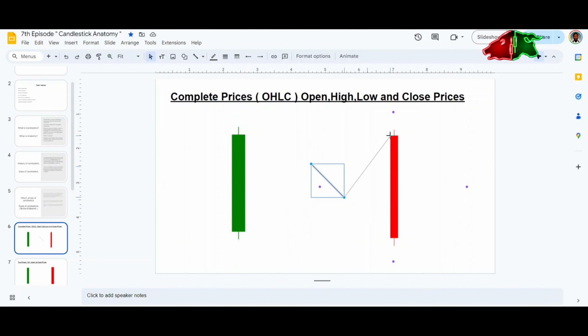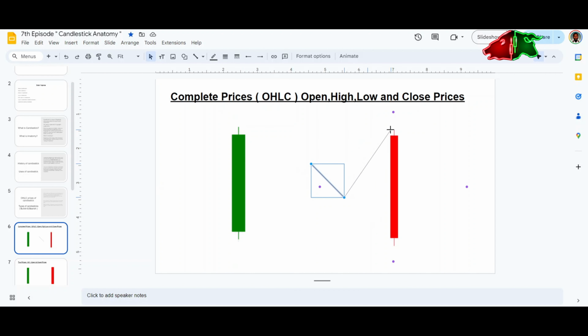Bearish, open price at the top, close price at the bottom. The only thing they have in common is their wicks. So this pin you see here is called the wick. The wick of the candle.